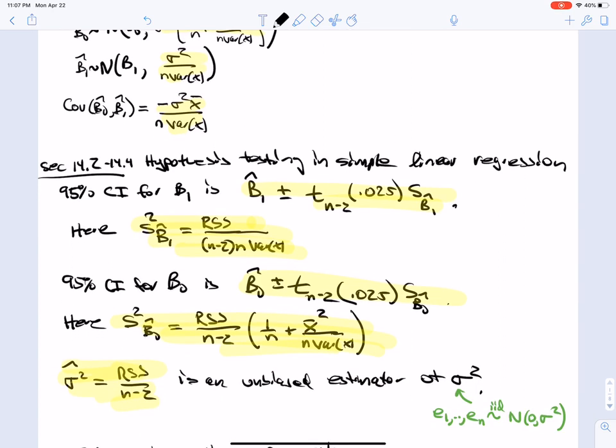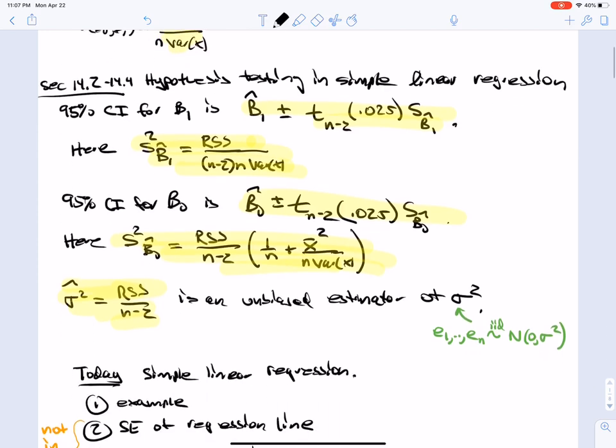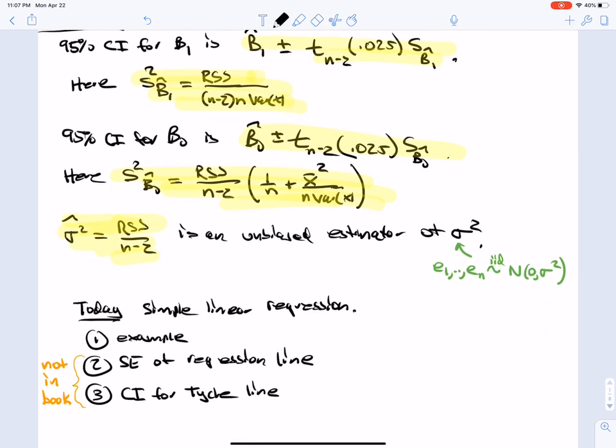Hypothesis testing in simple linear regression. We provided a 95% CI for beta 1 and beta 0. And we saw an unbiased estimator for sigma squared is RSS over n minus 2. RSS is the residual sum of squares.